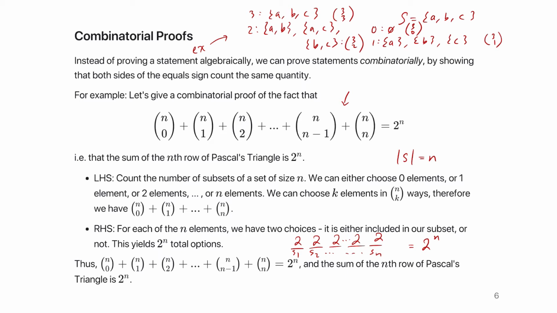And since we're counting the same thing and we had no flaws in our logic, these 2 quantities must be equal. And so that's a completely valid proof that the sum of the nth row of Pascal's triangle is 2 to the n. So questions with that?